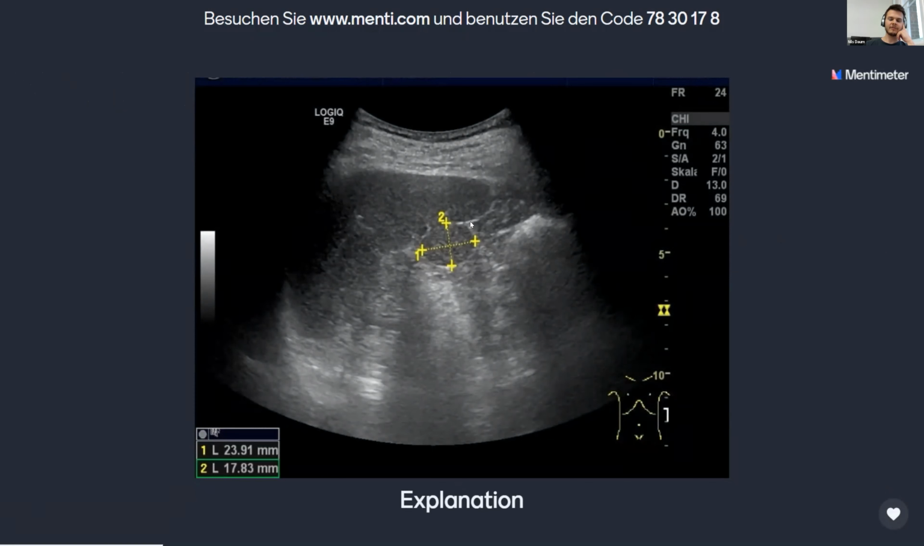But you can also have some splenosis, so that you have some other lesions here around the spleen. But this is correct. It's an accessory spleen in this picture.